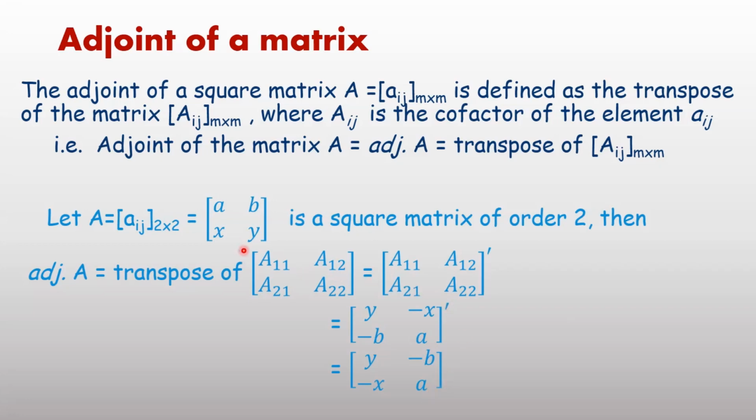Or, without using the whole process, you can directly find the adjoint of the given matrix by a shortcut process. What is the shortcut method? In the diagonal elements, where A and Y are written, interchange them. In place of A write Y, and in the secondary diagonal don't change the element, just change the sign. Here change the element, and here change the sign only. You will get the adjoint of matrix A of order 2 by 2.